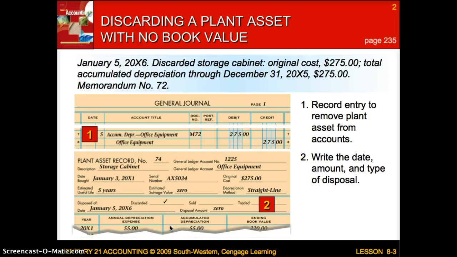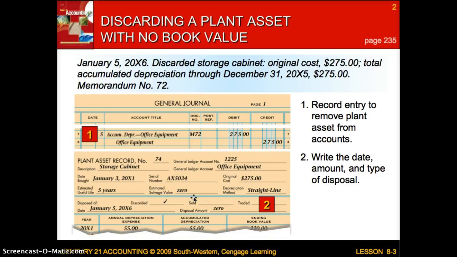So we need to go into our general journal. We need to go into our accumulated depreciation and debit our $275, and then we need to credit our office equipment, the storage cabinet that we can't get any money from. We can see that this estimated salvage value is 0, so we know that there's nothing left in this storage cabinet.